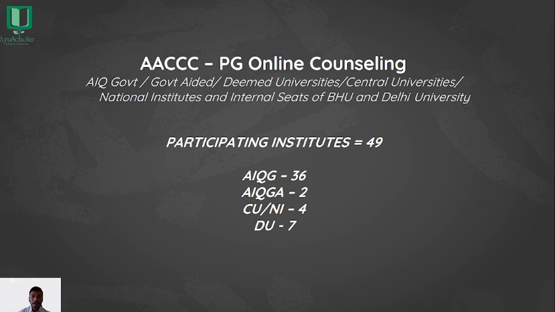This year's online counseling, 49 institutions are participating, out of which all India quota government are 36 institutes, all India quota government aided is 2, central universities and national institutes are 4, and deemed university 7. This year an additional deemed university from the state of Kerala is being added. We'll run through the details of these participating institutes state-wise.